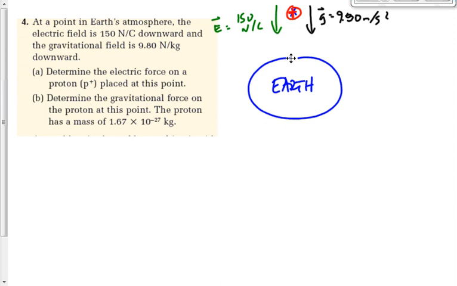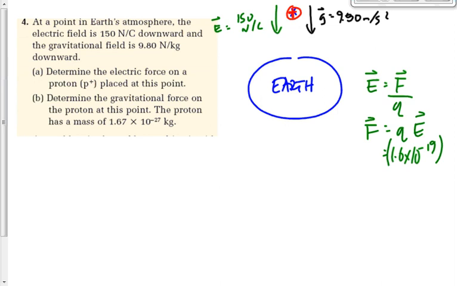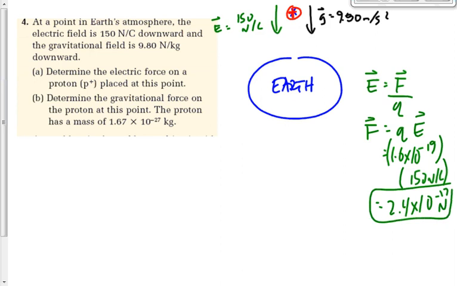Okay, we know that the Earth is the producer. We know that this proton is the experiencer. Let's use the experiencer equation here. For electric field, it's F over Q. We want to solve for force here. So let's rearrange this equation. It becomes Q times the electric field. That's 1.6 times 10 to the minus 19 times the field strength of 150 newtons per coulomb. That's going to give me 2.4 times 10 to the negative 17. 2.4 times 10 to the negative 17 newtons.